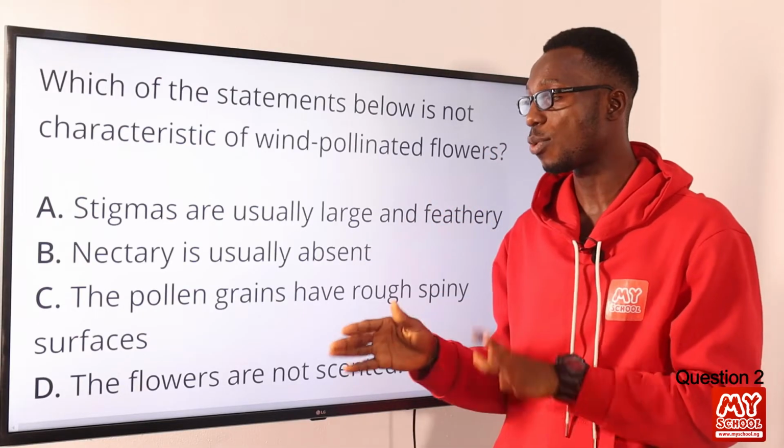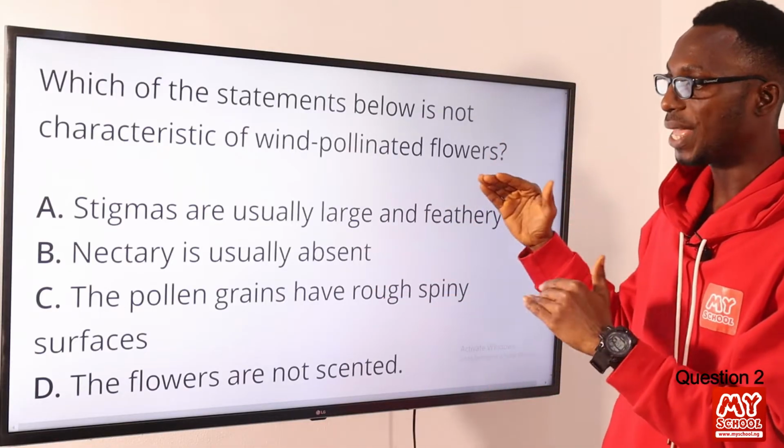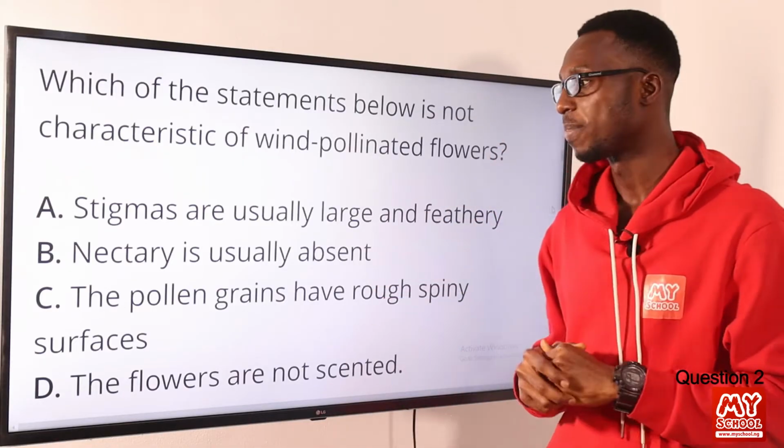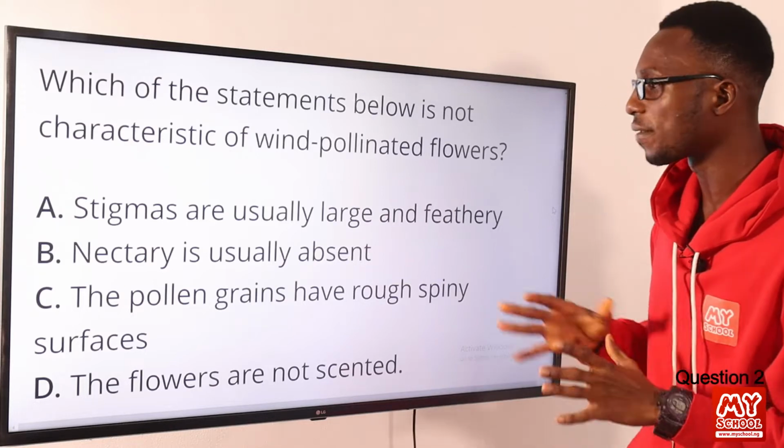So let's look at option C. We validated option A, option B, and option D. So let's see option C. The pollen grains have rough spiny surfaces.